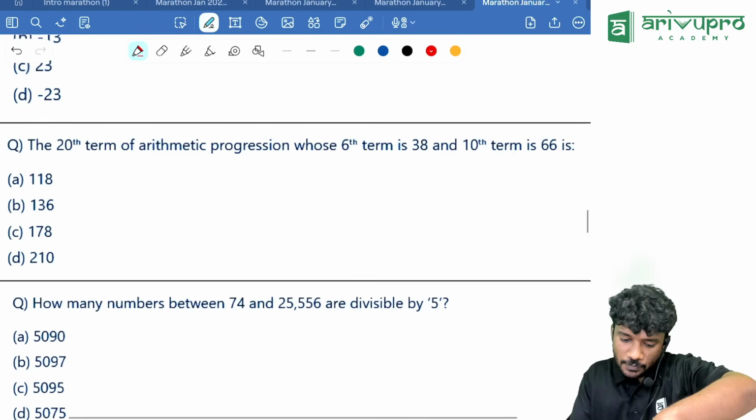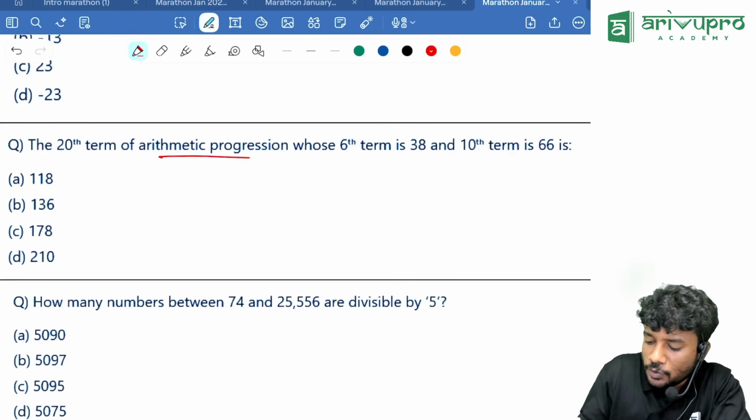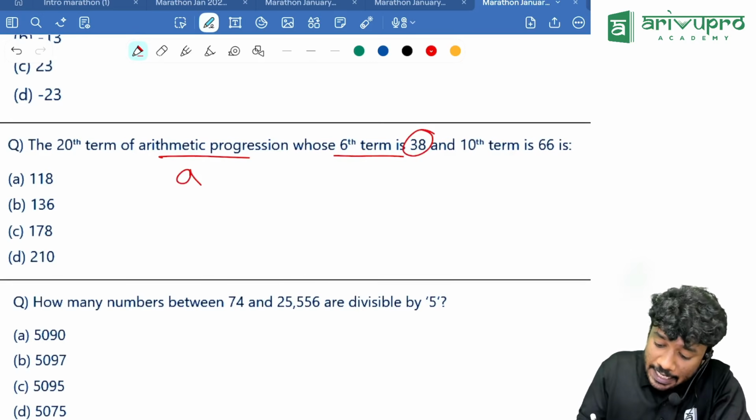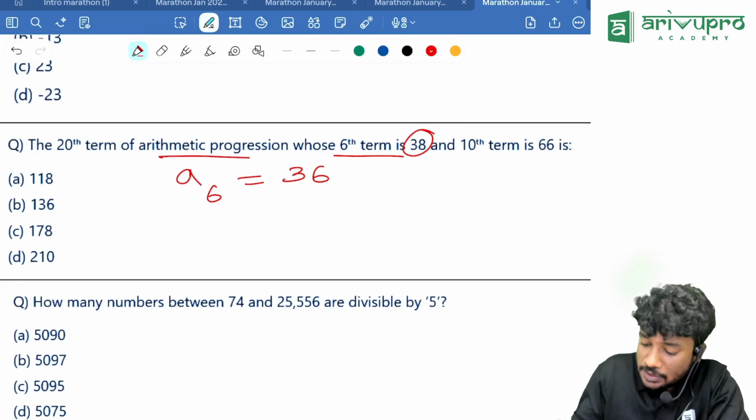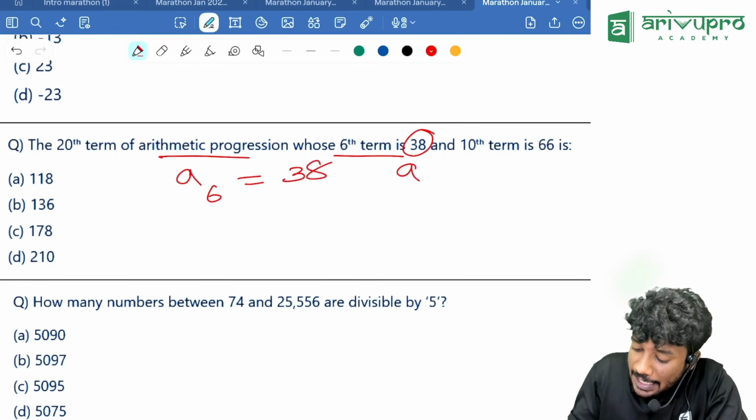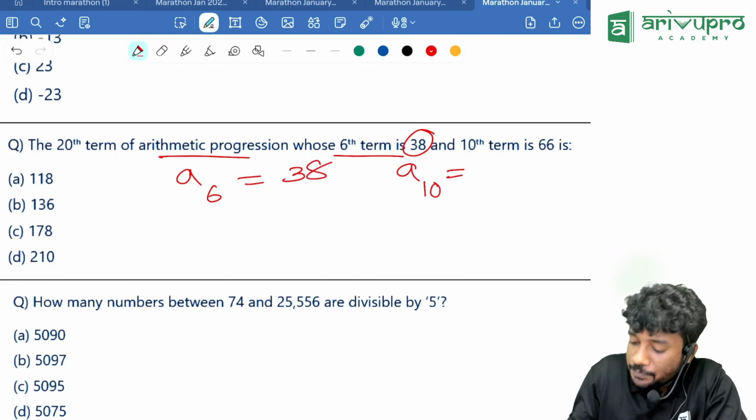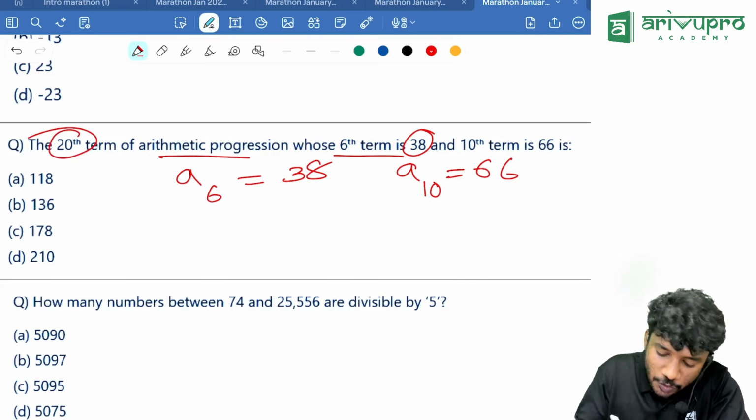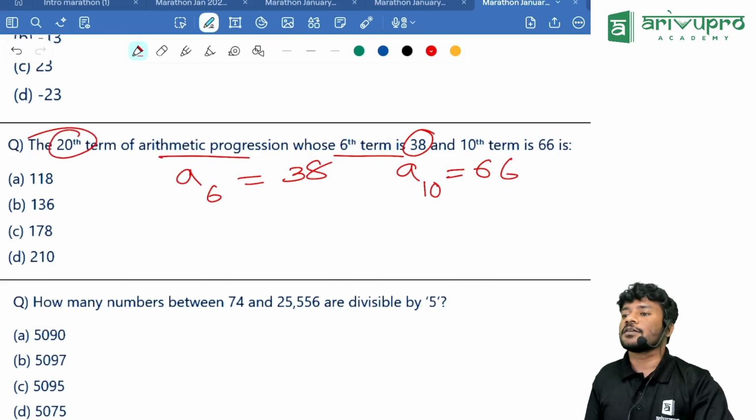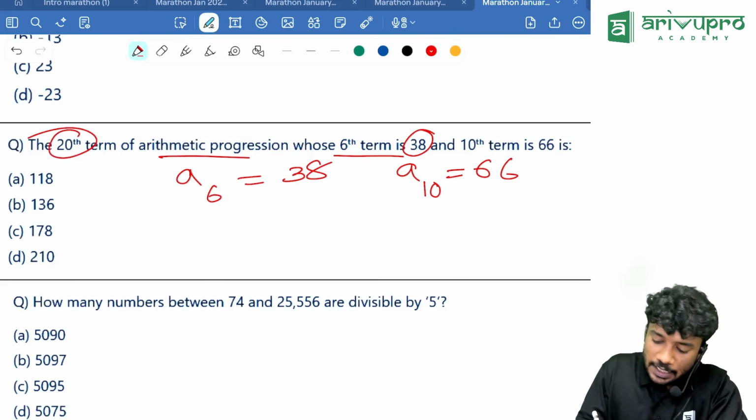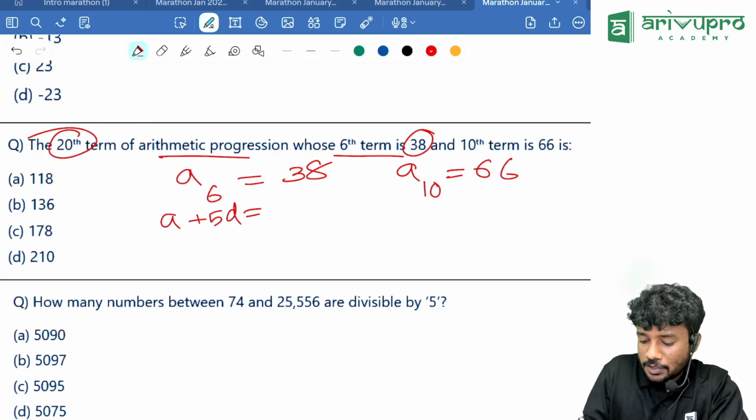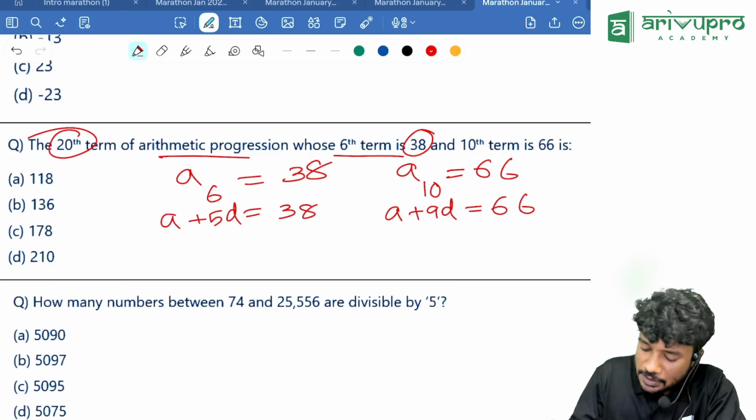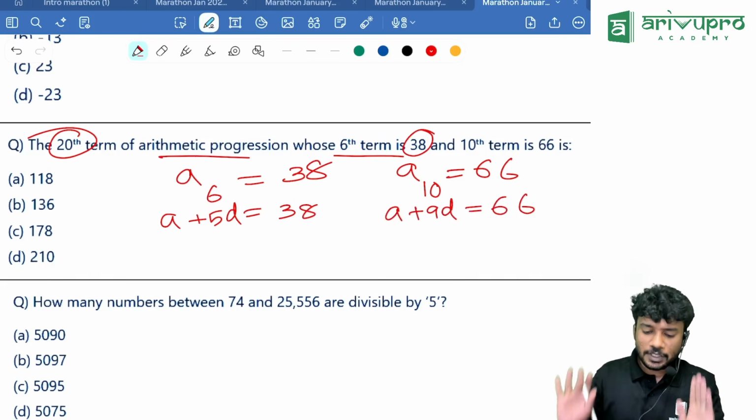Look here. The 20th term of an AP whose 6th term is 38. What do you mean by that? A6 is equal to 38, sorry. Then A10 is equal to 66. Now we need to find the 20th term. Okay people, what method are you going to follow? A plus 5D is 38. A plus 9D is 66. Using this, you should do something and get me the answer.